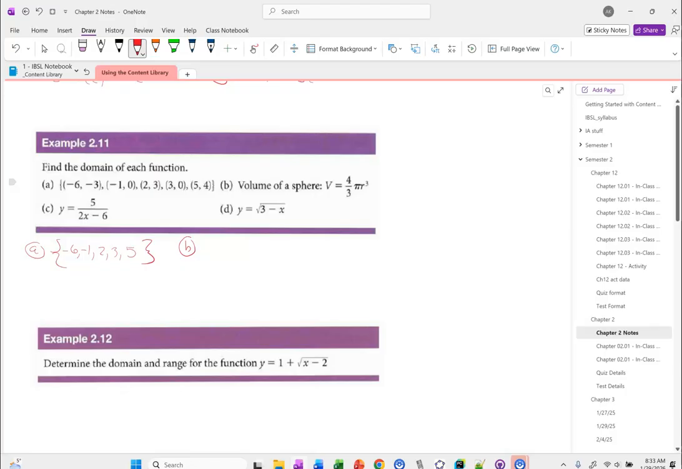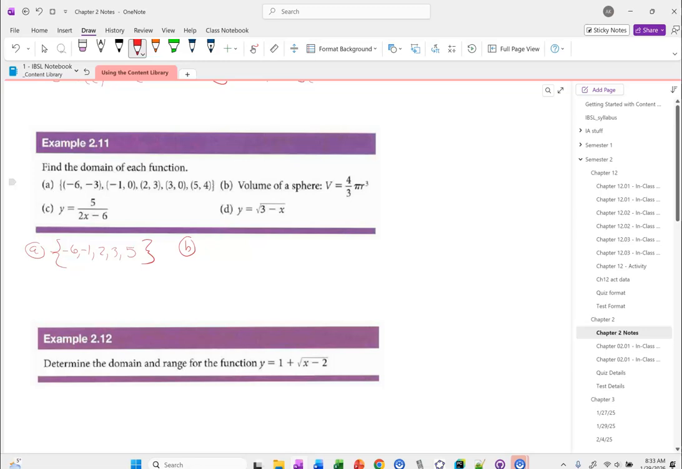B, volume of a sphere is V equals 4/3 pi r cubed. What is the independent variable in that function? V or R? R. The dependent variable is usually the one by itself, because it depends on the other. So R is what we have to consider for the domain, correct?